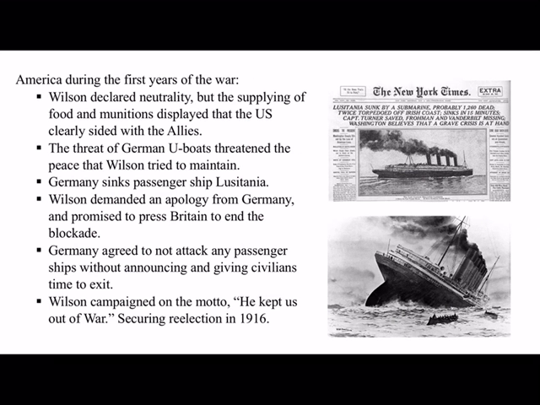All right, I want to wrap up today with America during the first years of the war, because America's not going to join until 1917. So what's going on in the first couple of years of the war as war breaks out in Europe? Well, early on, Wilson's going to declare neutrality, but he is absolutely going to pick a side. He's going to begin supplying food and munitions to the Allies, the British and the French, to fight the Germans.